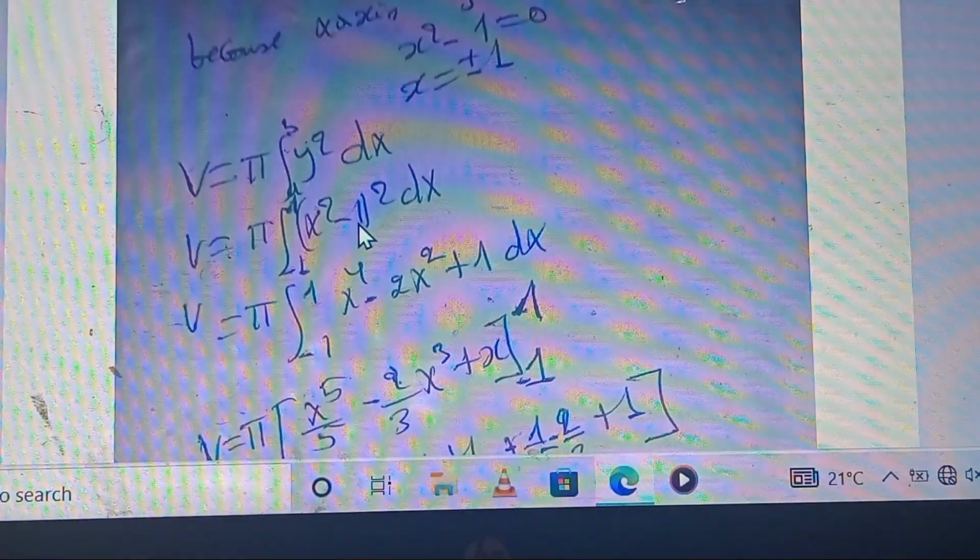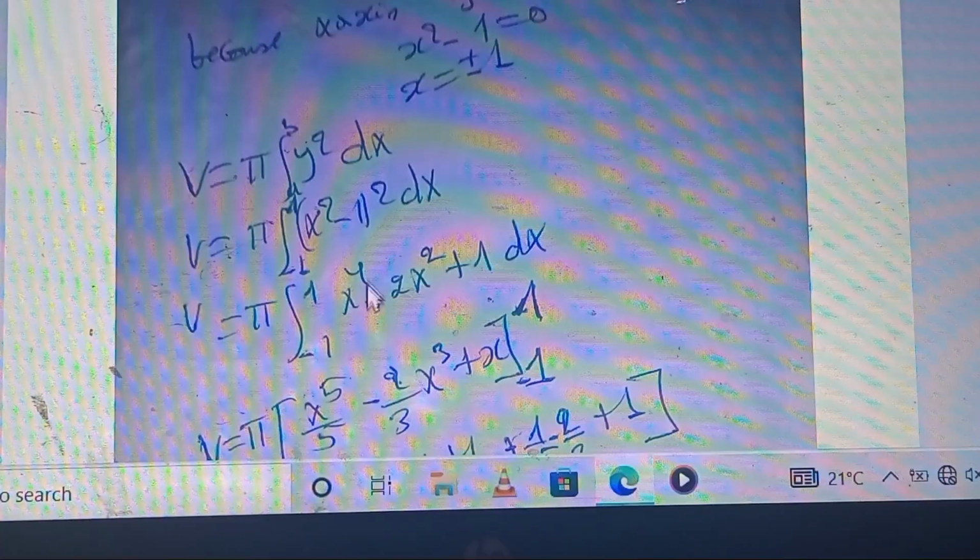The volume is equal to pi integration from A to B of y squared dx. Let me start by finding the boundaries B and A. When you say x-axis, y is equal to 0, and that helps you find the boundaries. It means x squared minus 1 is equal to 0, then x is equal to plus or minus 1. It means the boundaries are B is 1 and A is negative 1. Then you replace in the formula. You get V equal to pi times the integral from negative 1 to 1 of x squared minus 1 all squared dx.